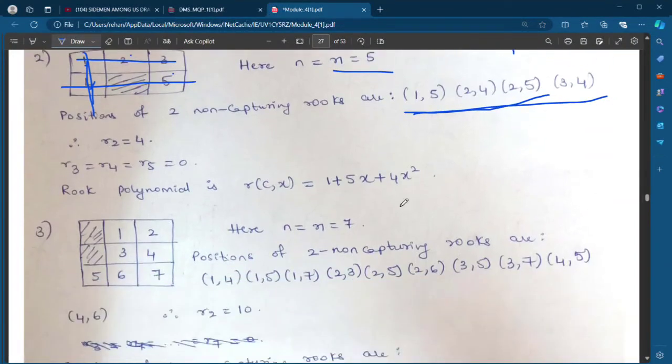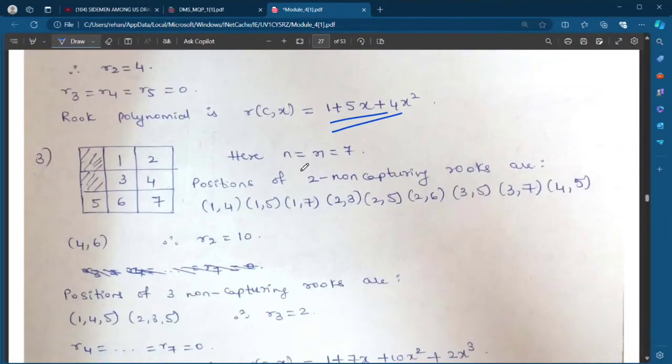So R of c comma x can be written as 1 plus R1x plus R2x square. Okay, I got it. And here you can see what is the rook, and R1 is equal to 7. So non-capturing positions, if I consider 1, so 1 comma 4, 1 comma 7, 1 comma 5. If I consider 2, same way, so I can place 2, 3, 2, 5, 2, 6. Okay, then if I erase this again, now I can consider 3.